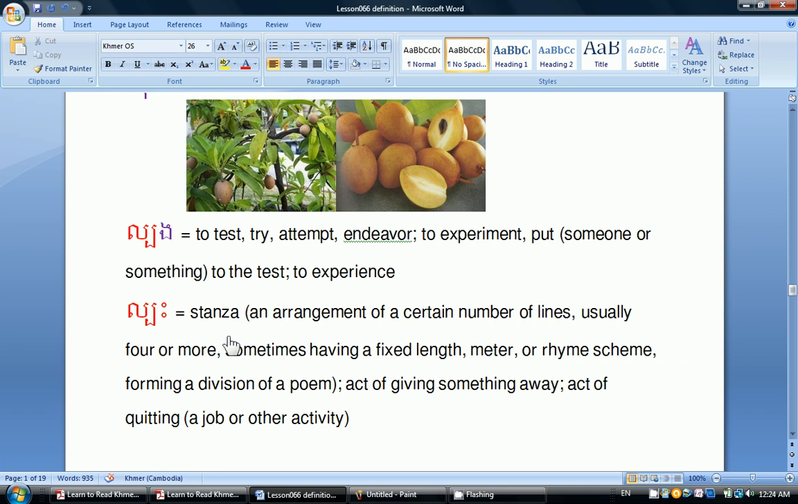Labah is a stanza, which is an arrangement of a certain number of lines, usually 4 or more, sometimes having a fixed length, meter, or rhyme scheme, forming a division of a poem, or the act of giving something away, or the act of quitting a job or other activity.